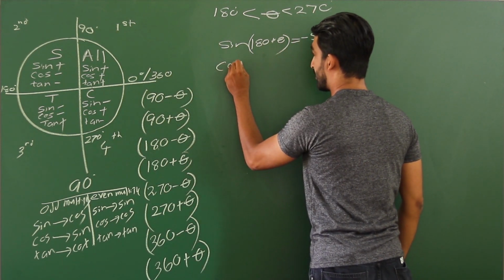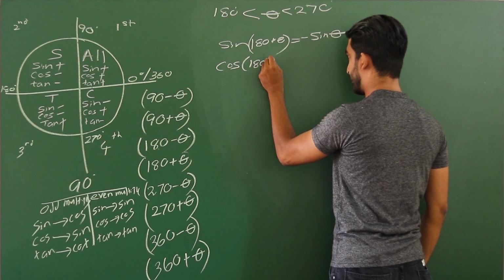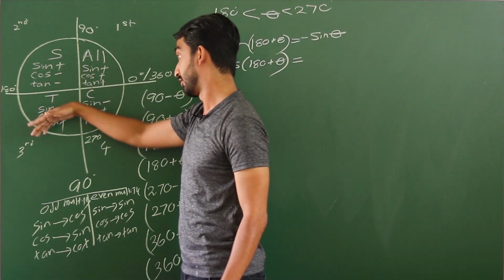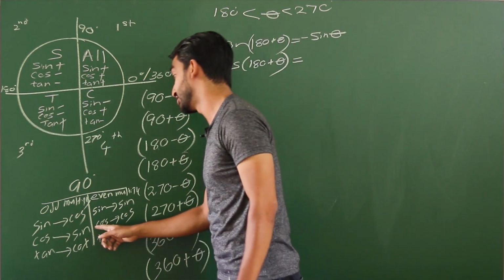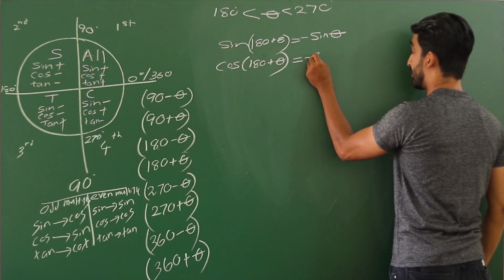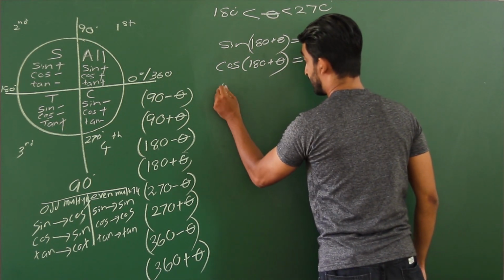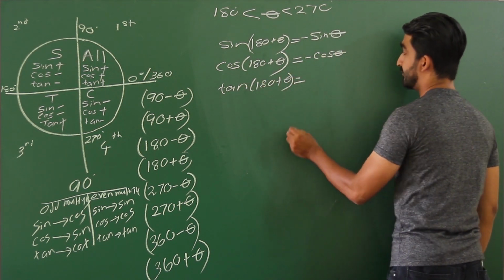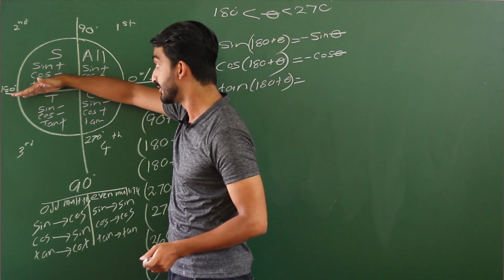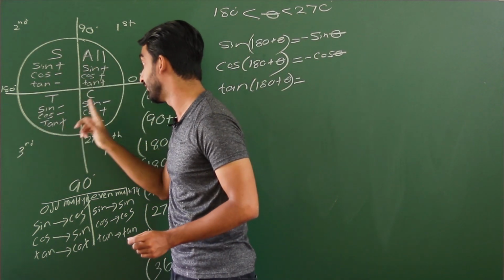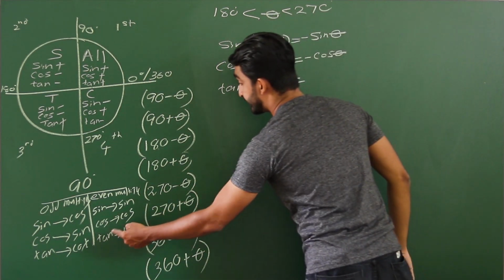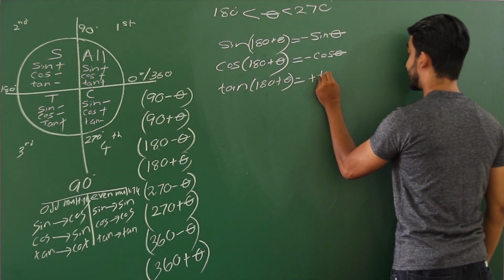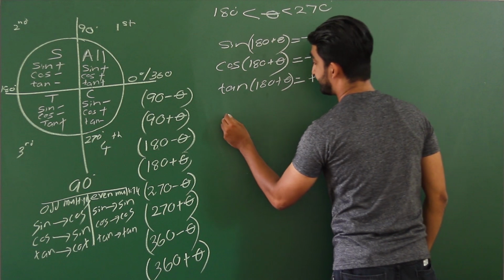Now cos(180 plus theta) equals, now cos has to be negative and with 180 there is no change of cos, cos means cos, so it is minus cos theta. Tan(180 plus theta), which means tan is entering into its quadrant, its area. So tan will be positive and tan will be tan, since this is 180, 2 into 90, even multiple. So it is plus tan theta.